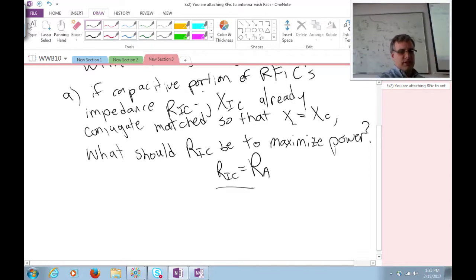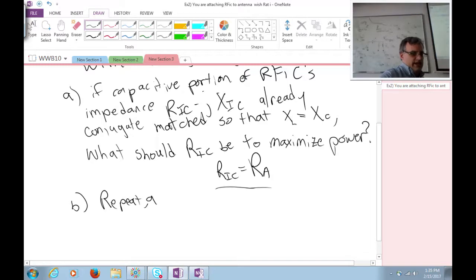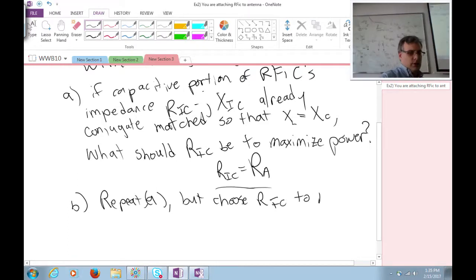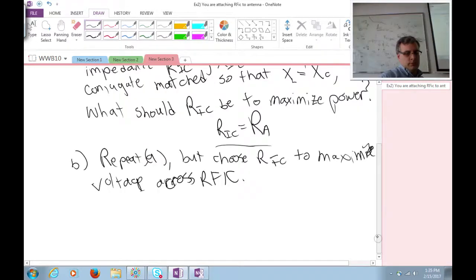Freshman circuits. Oh, but it gets harder. Repeat A, but choose RIC to maximize voltage. RFIC. What should that be? What load should you pick to maximize the voltage across the integrated circuit? This one's not too bad either. Not a trick question.